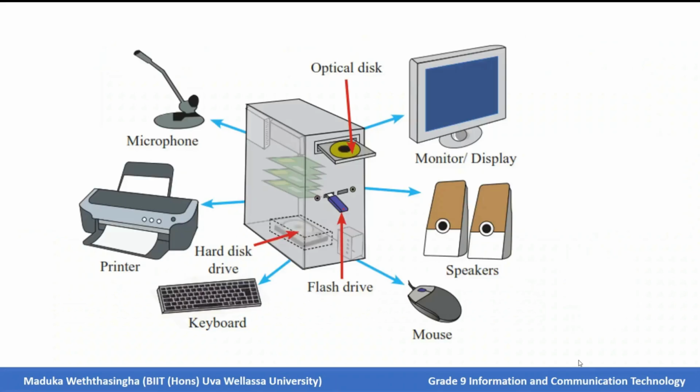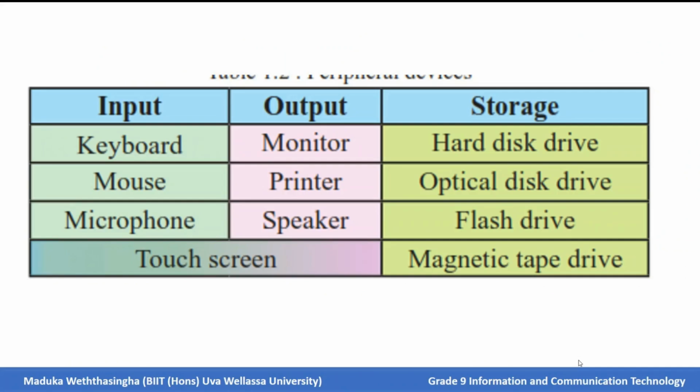Right. Here on my screen you can see some hardware. So, let's see: optical disc, monitor, speakers, mouse, flash drive, keyboard, hard disk drive, printer, microphone. So we can say all these are peripheral devices because here you can see some input devices, output devices and also storage devices.